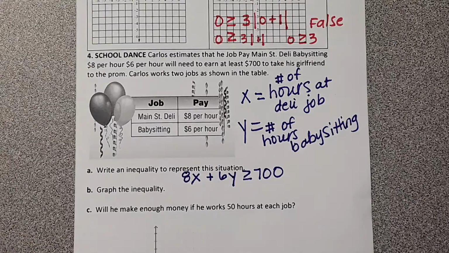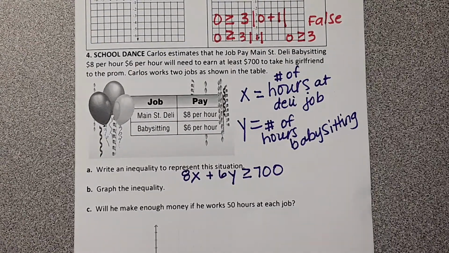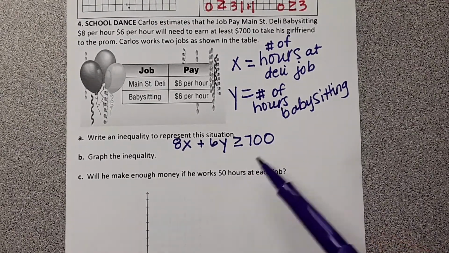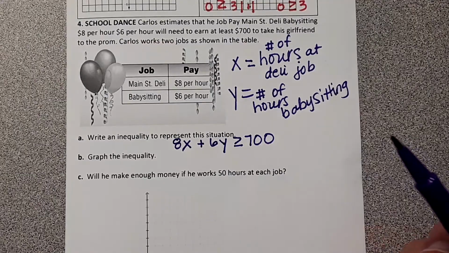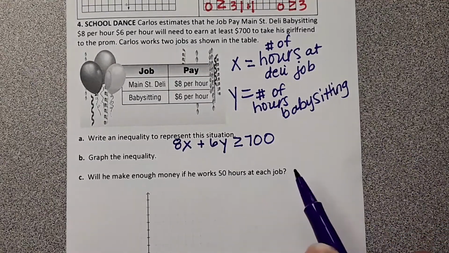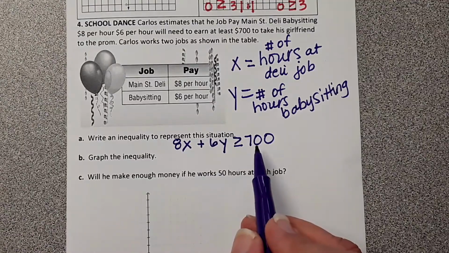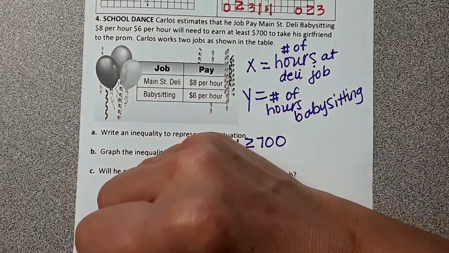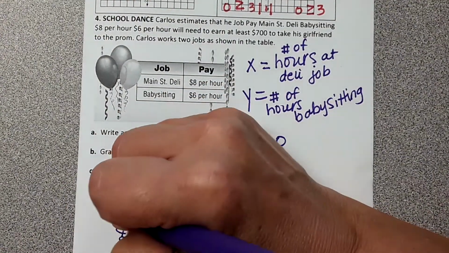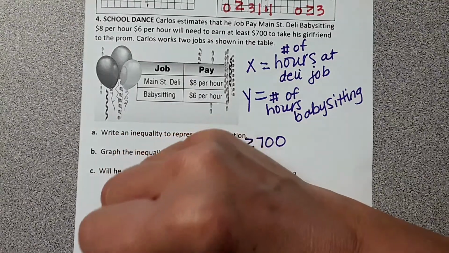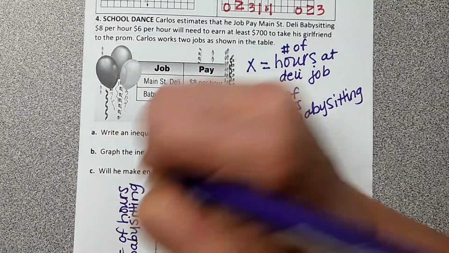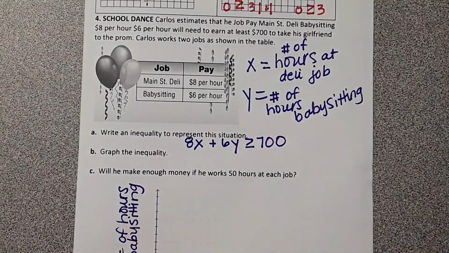Now what we need to do is find the x and y intercepts. So we need to graph it. Again, you guys, when you find the x and y intercepts, they're probably not going to be exact. To find them, you're going to set 8x equal to 700 and 6y equal to 700. And over here, we're going to put number of hours babysitting. And down here, we're going to put number of hours at deli.